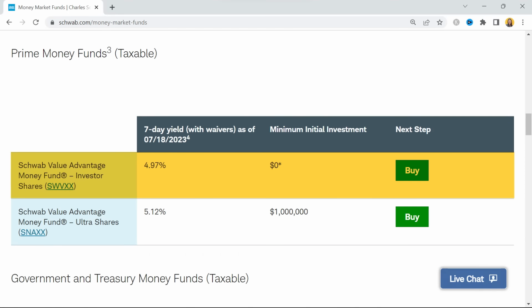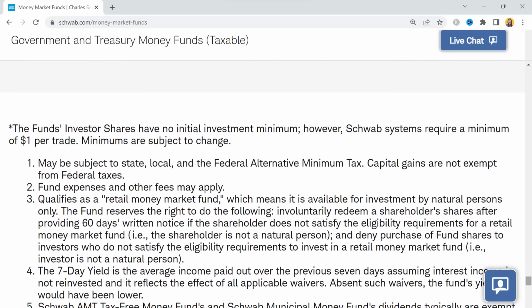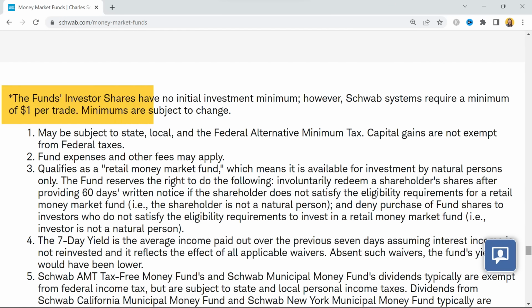As I'm fond of saying on this channel though, read the fine print, which is what I tend to do when I see an asterisk or footnote like this one next to the minimum initial investment. If we scroll down, what the asterisk indicates is that while investor shares have no initial investment minimum, Schwab systems require a minimum of $1 per trade, and minimums are subject to change.